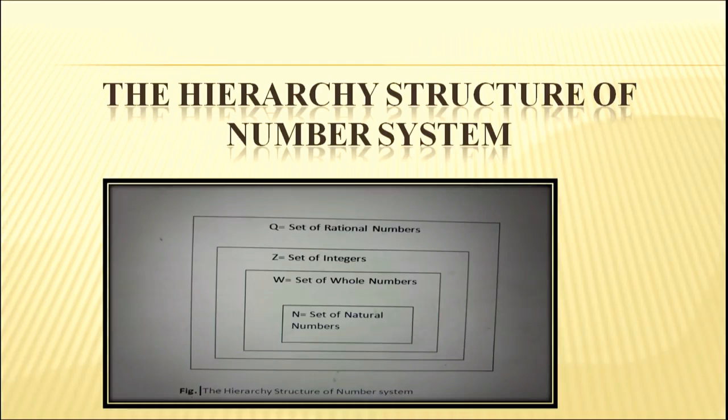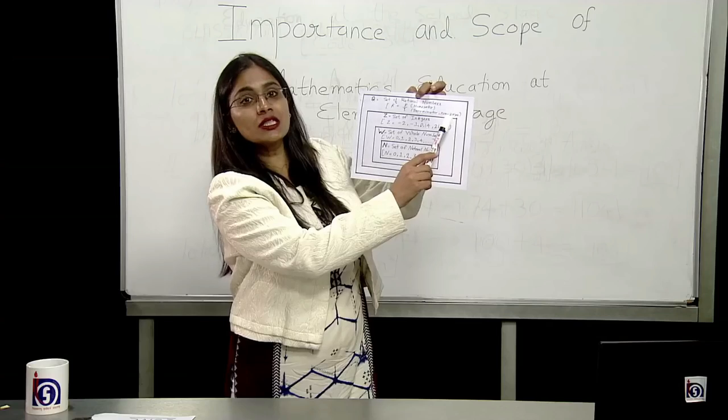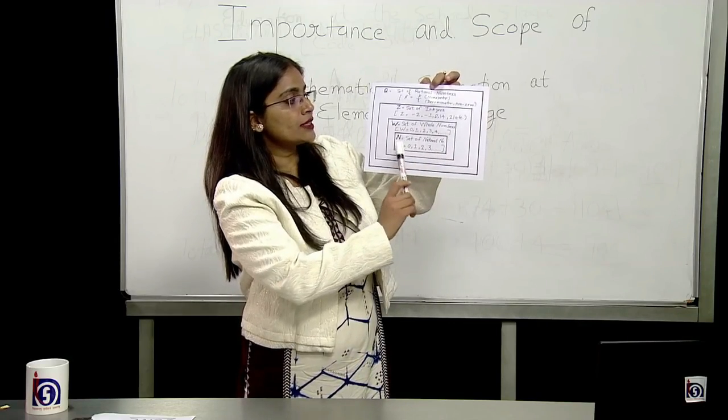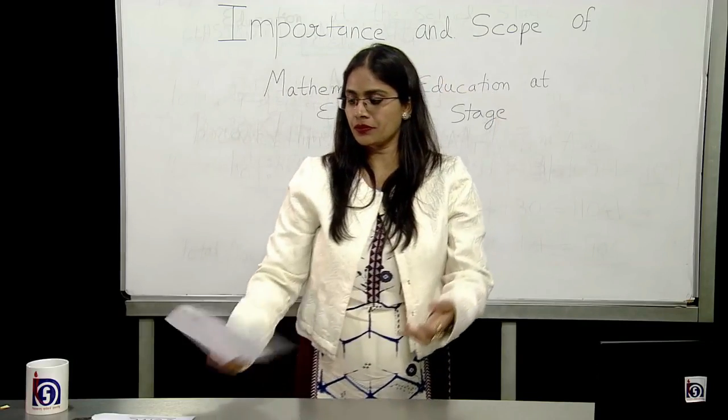The first box represents the set of natural numbers. The second box represents the set of whole numbers. The third one shows the set of integers and the last one shows the set of rational numbers. Rational numbers are in the form p by q, where p is the numerator and q is the denominator, which is non-zero. Set of integers, set of whole numbers and set of natural numbers.